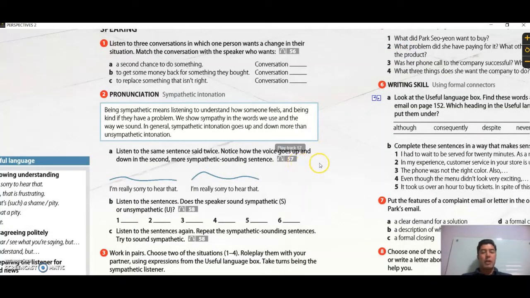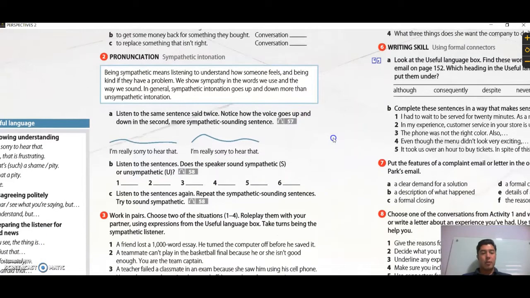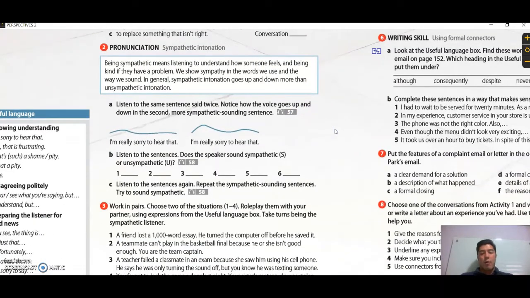So in this part, it is very important, guys, to see the importance of intonation. That way we can make our speaking very understandable to another person, or we can show that we are understanding the things that they say.